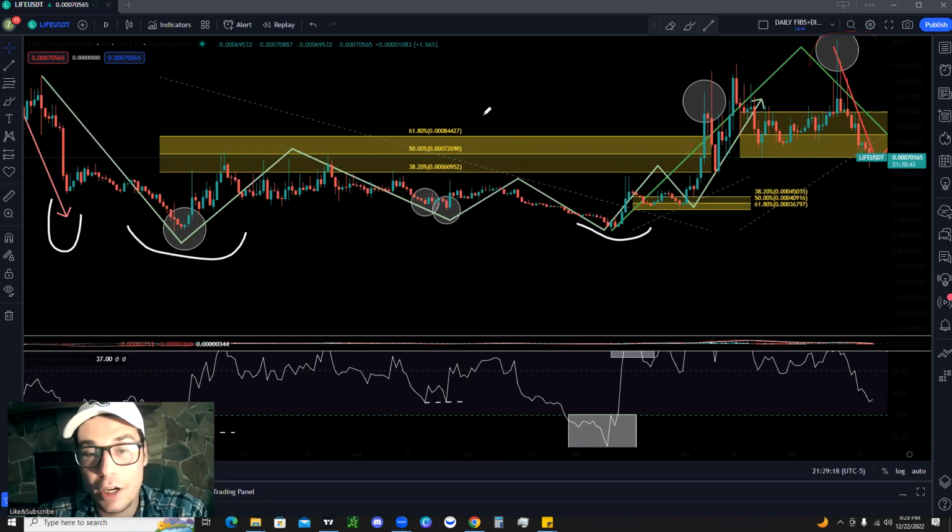So that's a very, very great example that not every time you're going to come down, get rejected here and continue the trend and head down lower. Sometimes you are going to break through these retracement levels. And once you break through those retracement levels, that's how you can spot a possible reversal.